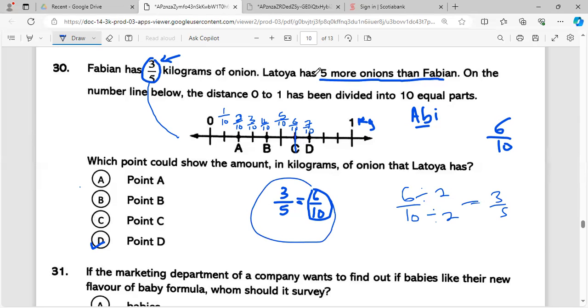Now if Latoya has 5 more onions, would Latoya's onion weigh less or weigh more? More. So only 1 point is greater than C, which is D.